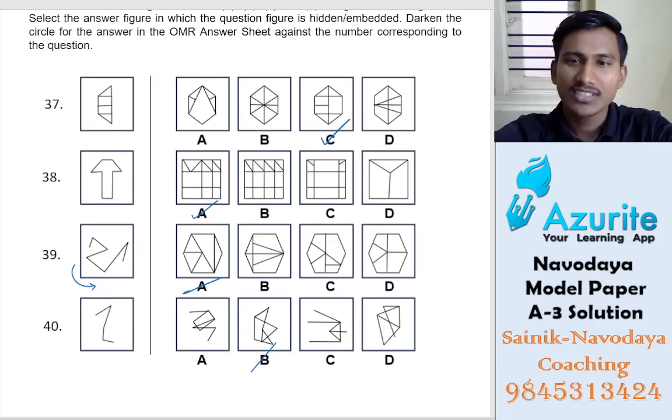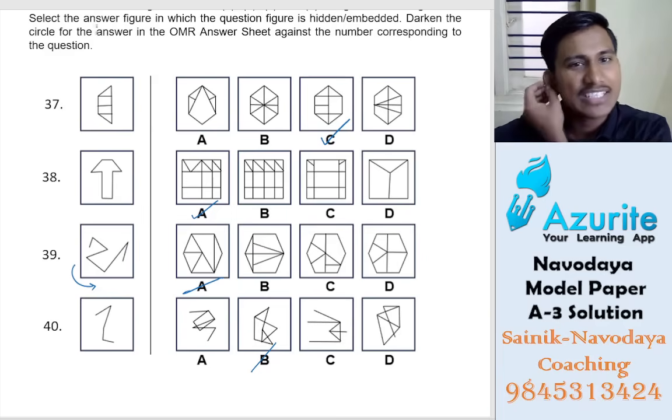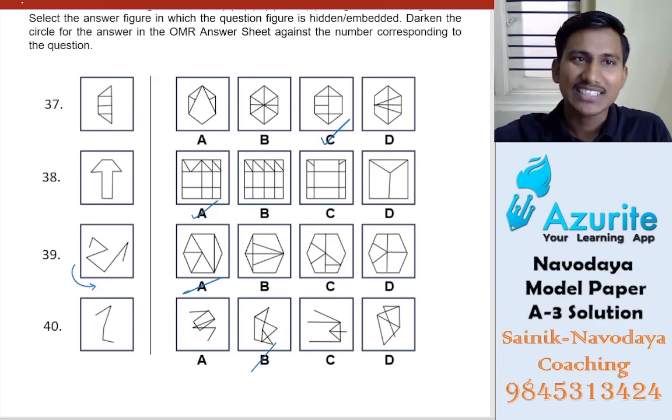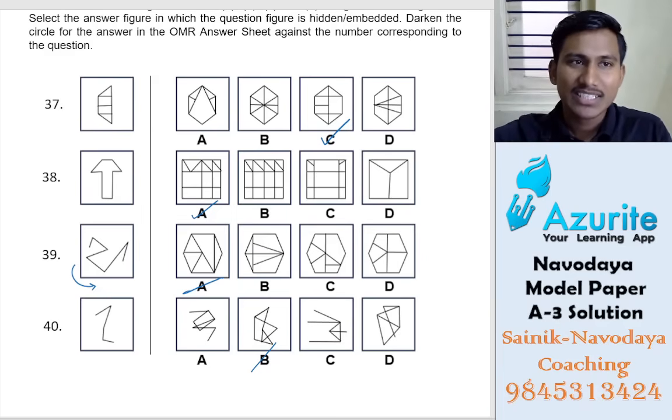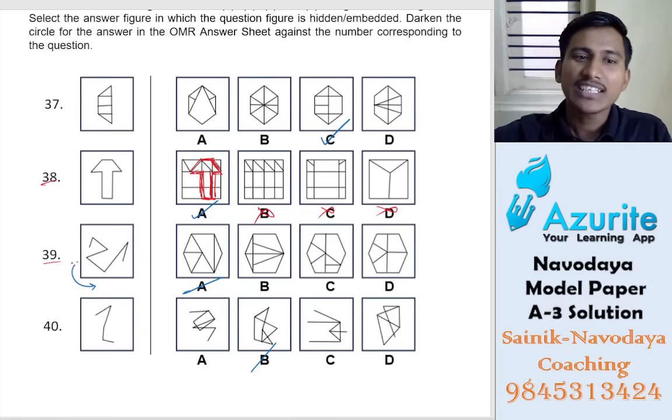So see here students, 37 is option B, C, that is easy. Okay. Next is 38. 38 is option A. Where is it? It is here, right? Understand? It is here. Option A. In option B and C and D it will not come. Okay. And 39 you just have to little bit rotate it.